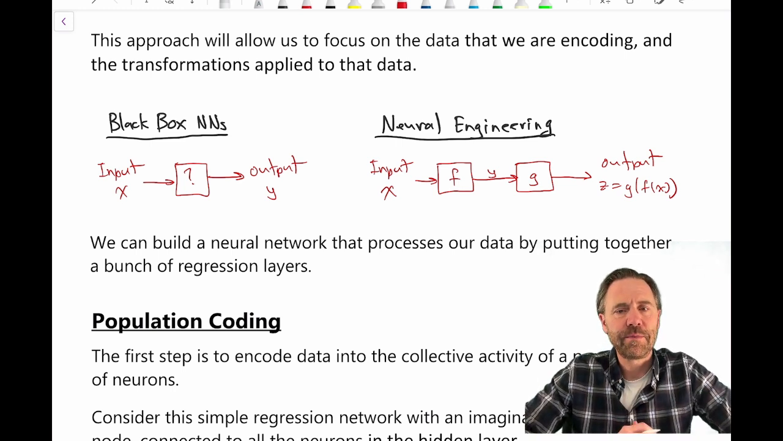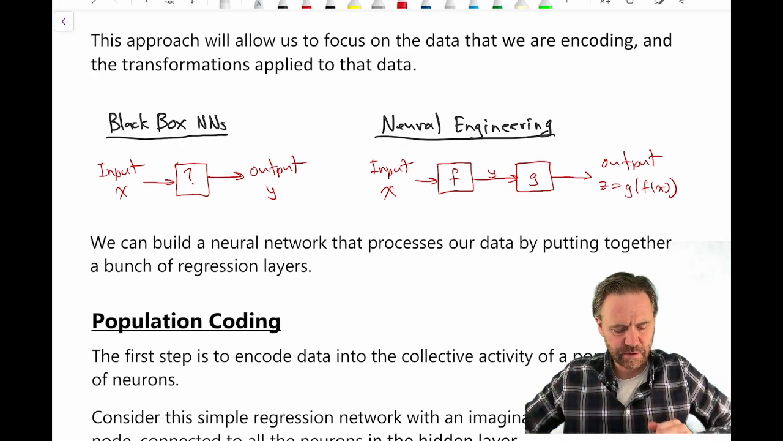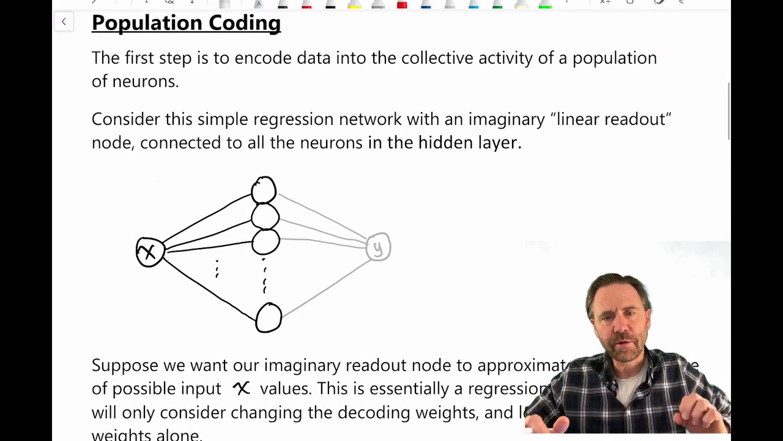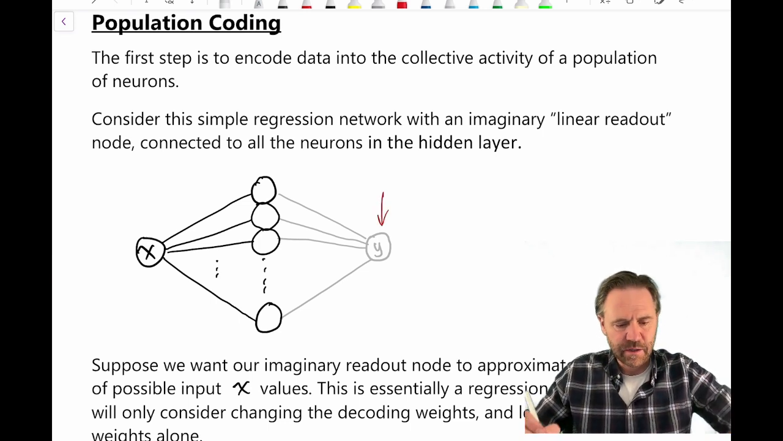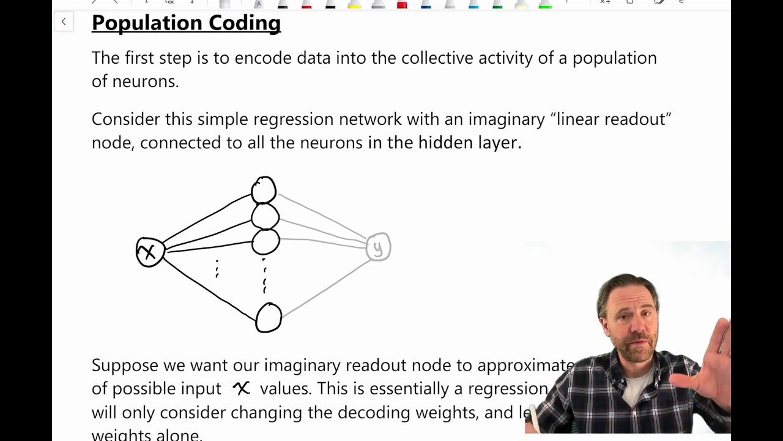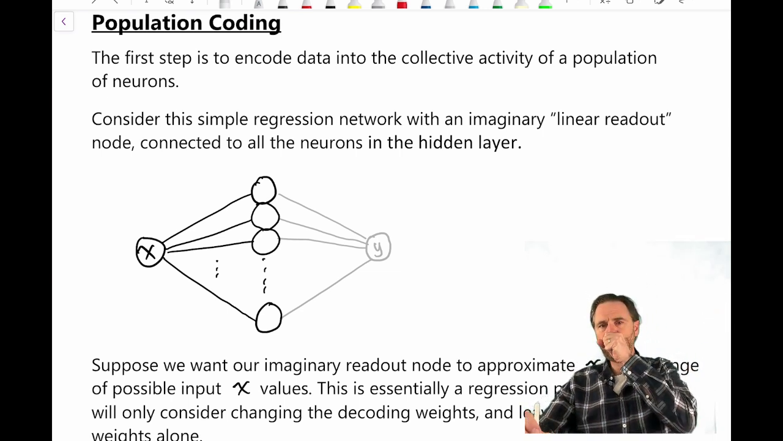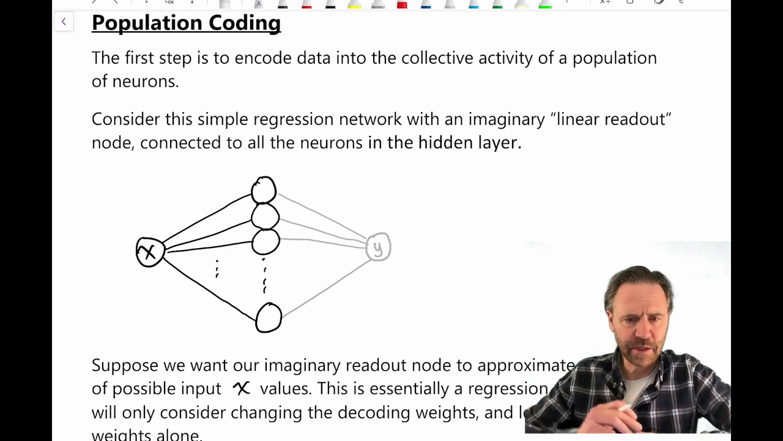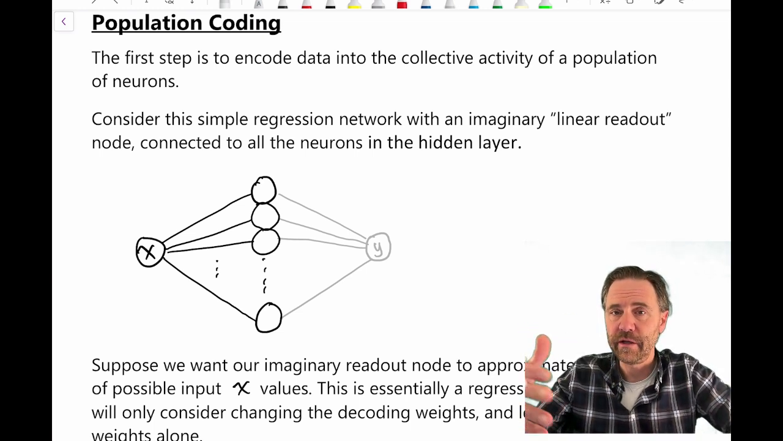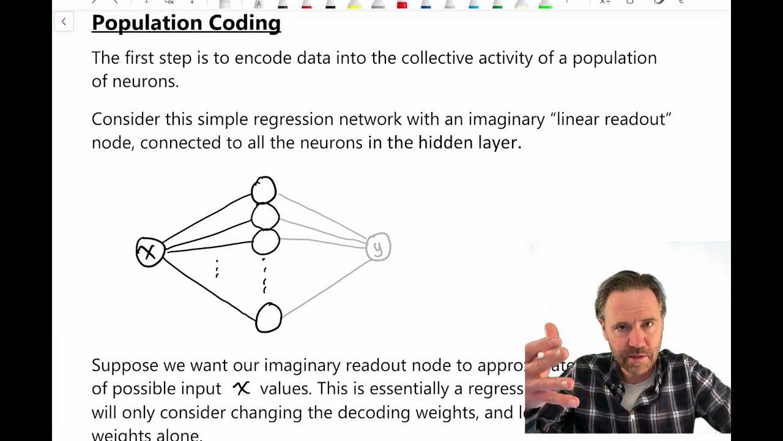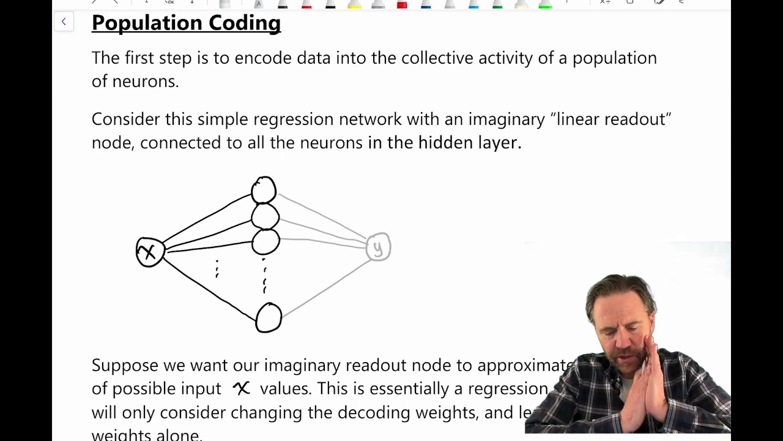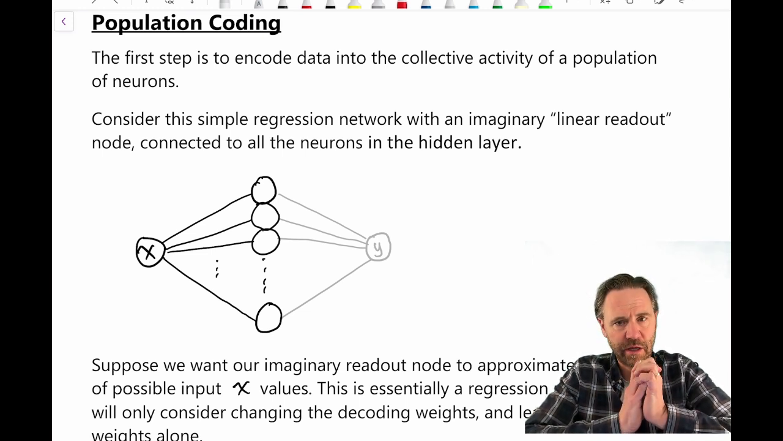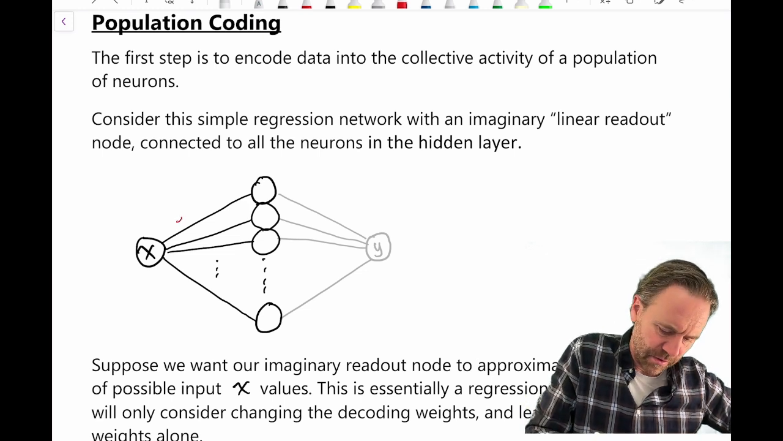For population coding, the first step is to encode data into the collective activity of a population of neurons. So consider this simple regression network with an imaginary linear readout node. We're just going to imagine that the readout node is there. It doesn't actually have to be there, but this is part of the philosophy of encoding and decoding, or at least understanding how a population of neurons can collectively encode something. This imaginary linear readout node is going to be connected to all the neurons in the hidden layer. On this slide, we call this encoding.